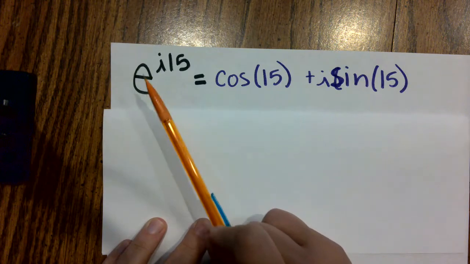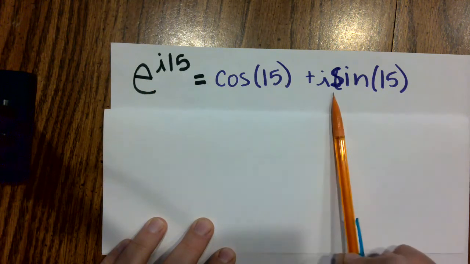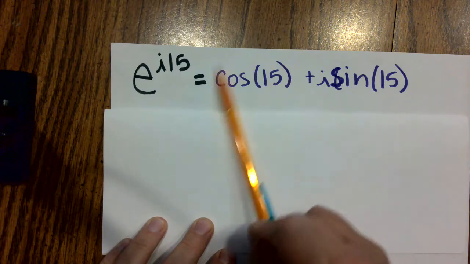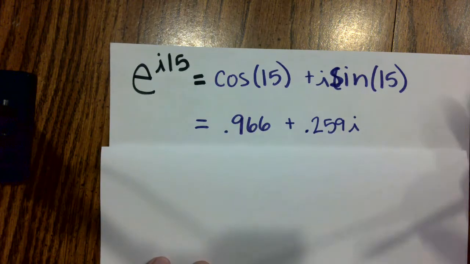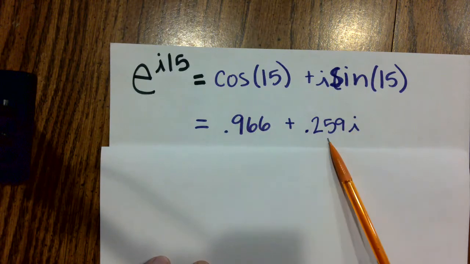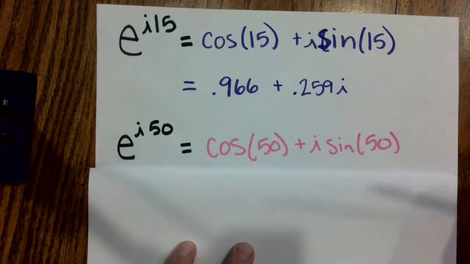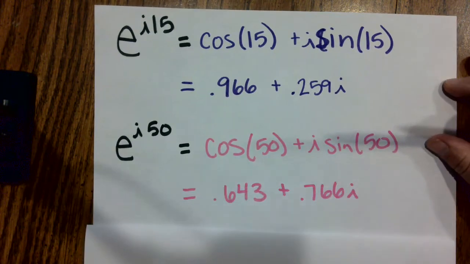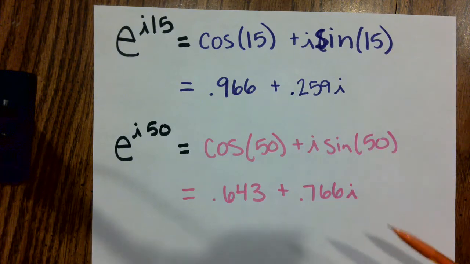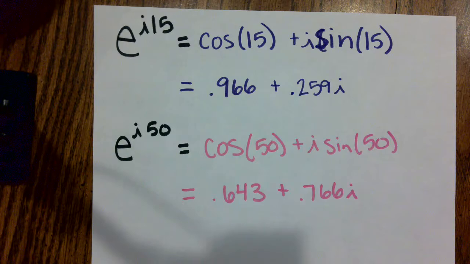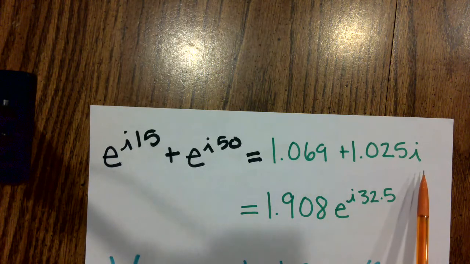Because now we have that same formula, e^(i something) gives me cosine of that something plus i sine of that something. Now I can figure this out just with my calculator. So I can plug this into my calculator and this into my calculator. I can just do the same thing with the e^(i50). It makes it a little bit easier once I simplify it down with no variables. Now I can add these two together. So adding these two together would give me this term.